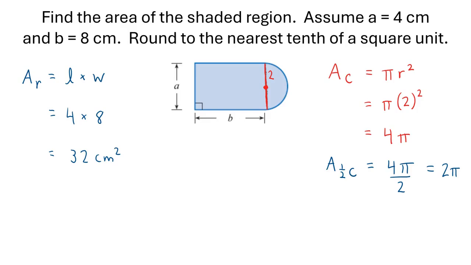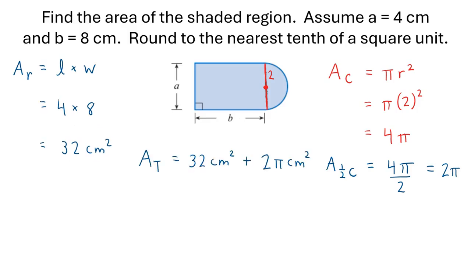Now all we have to do is add the area of the rectangle and the area of our half circle together to get the total area. The total area of this object will be the area of the rectangle, 32 centimeters squared, plus the area of our semicircle, 2 pi centimeters squared.